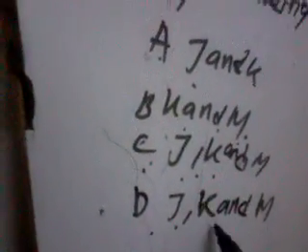Option A, J and K. B, K and M. C, J, K and M. D, J, L and M. First, look at the following information given here. J, method of collecting data. They are asking which are involved in planning of investigation. The keyword is planning, and another keyword is involved.